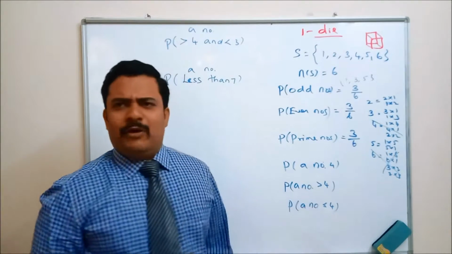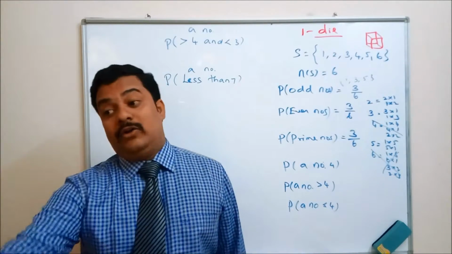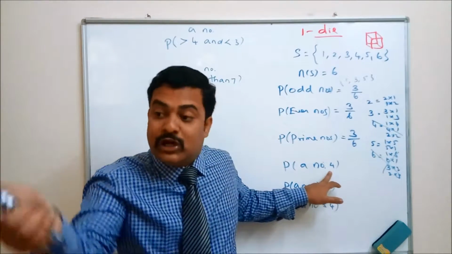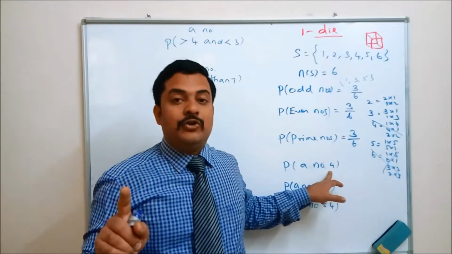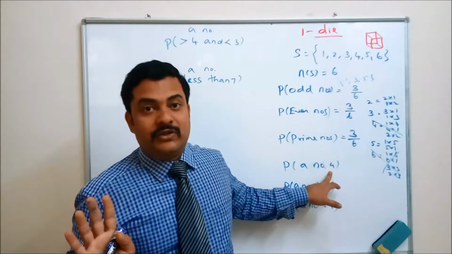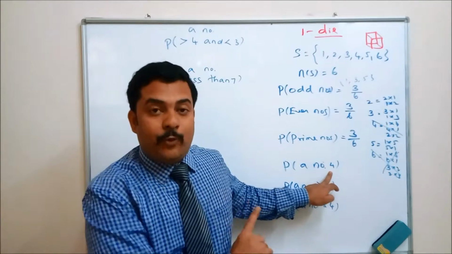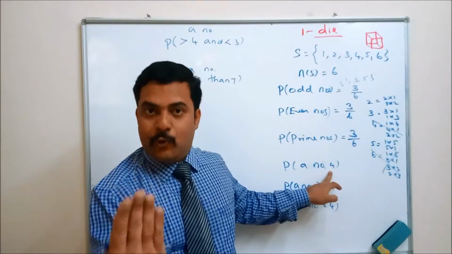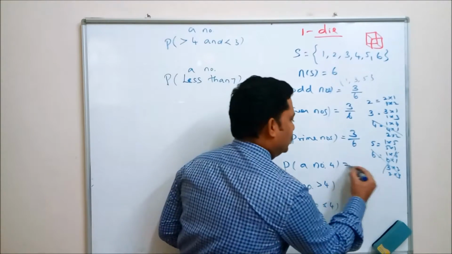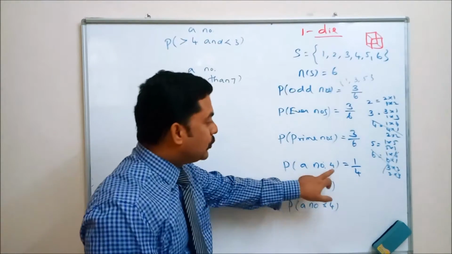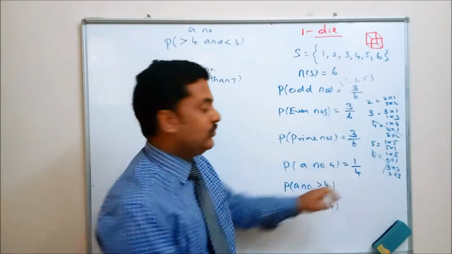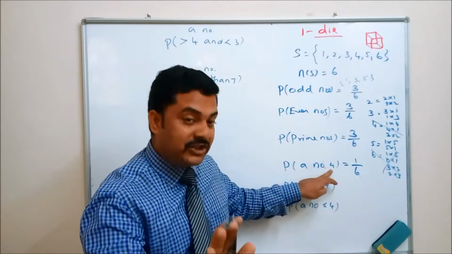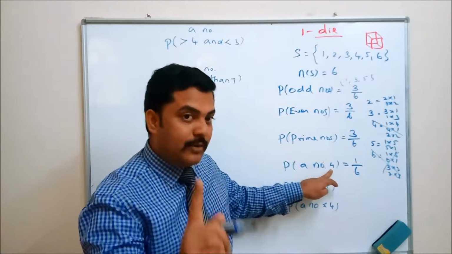Good. And number 4, the easy one. No. 4 divided by 6 is not the correct answer because you have to count the number of items. How many 4s are there? 1, right? That is your favorable event, to get 4. That is one number. So this is 1 divided by 6. Please don't write 4 divided by 6. That is only one number, right?